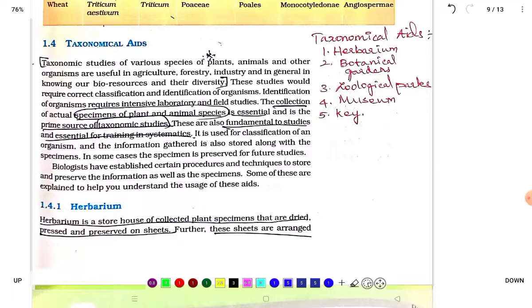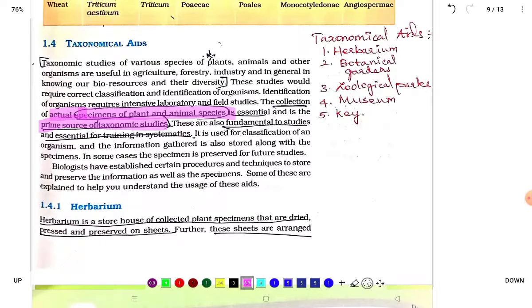The collection of actual specimens of plant and animal species is essential and it is the primary source of taxonomical study. This is very important, guys. It is fundamental to the studies and essential for training in systematics. It is used for classification of an organism and the information gathered is also stored along with the specimens. In some cases, the specimen is preserved for future studies.